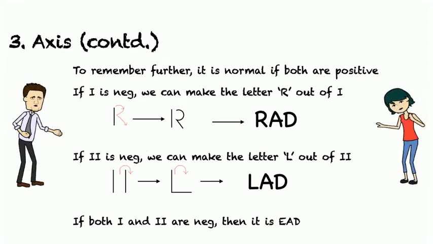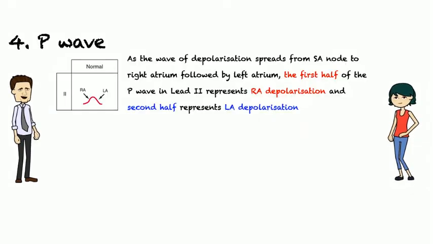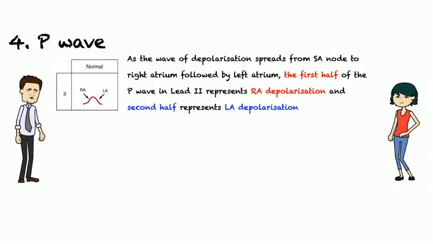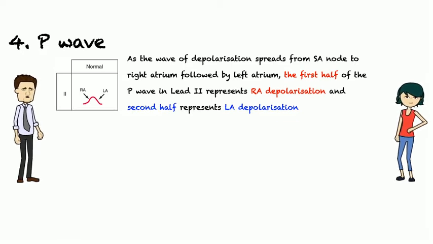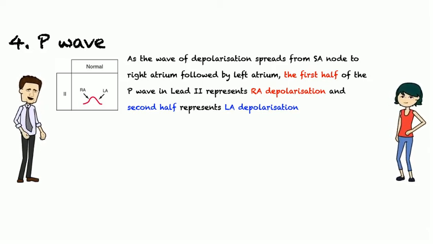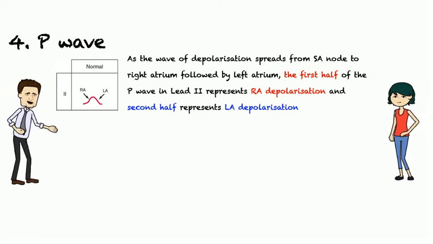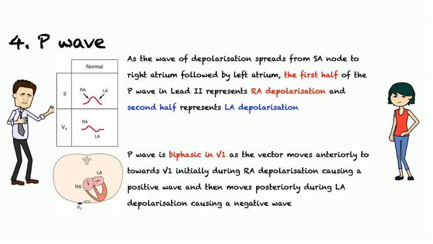Wow, that's impressive. Let's talk about the P wave. The P wave represents atrial depolarization. As the wave of depolarization spreads from the sinoatrial node to the right atrium followed by the left atrium, the first half of the P wave in lead 2 represents right atrial depolarization and the second half represents left atrial depolarization.